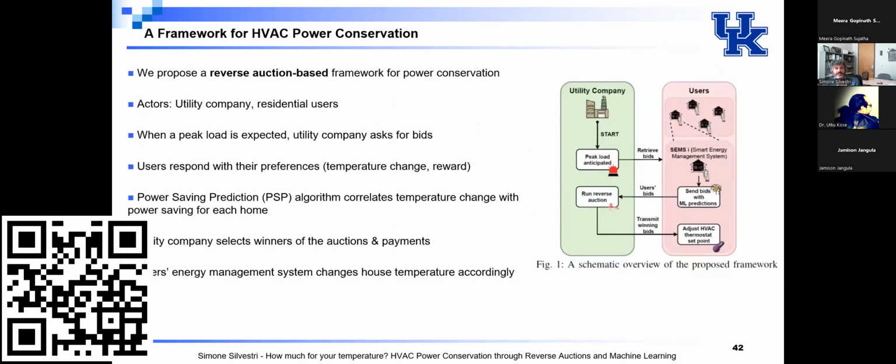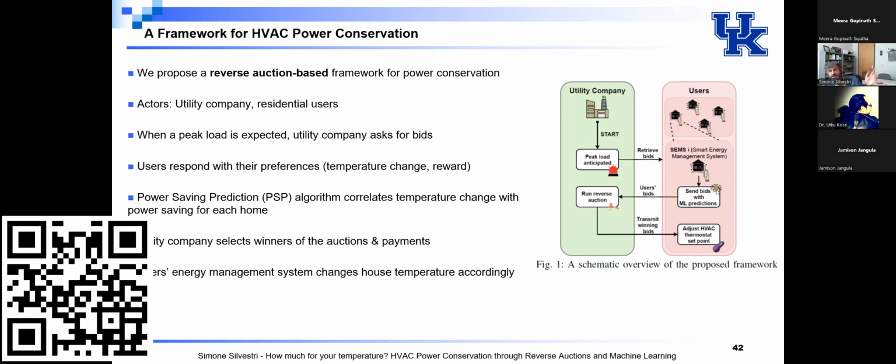So what we propose here is a framework for HVAC power conservation, which is based on reverse auction theory. There are two main actors, the utility company and the users. When the utility company expects a peak in demand, it asks users for bids. Basically, we are asking the users, how much do you want to reduce your temperature by 1 degree?